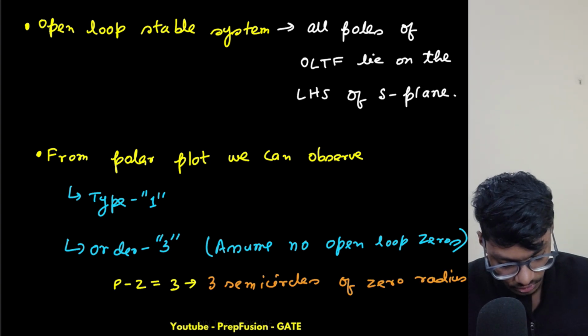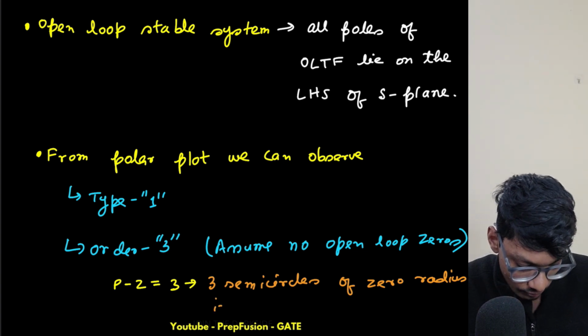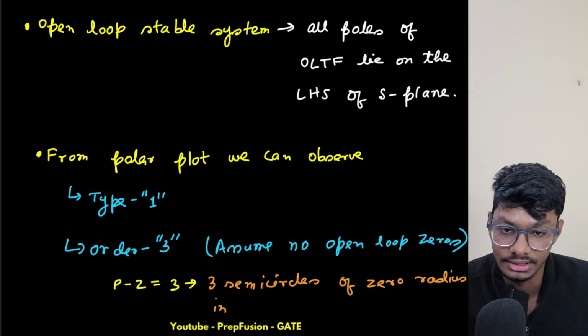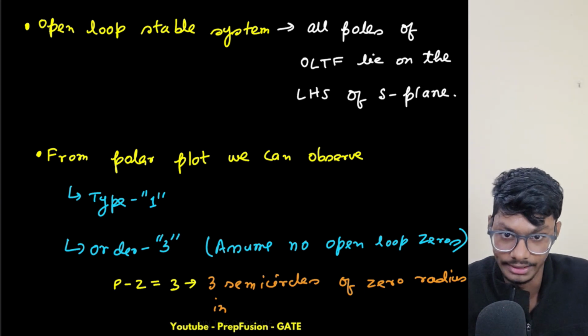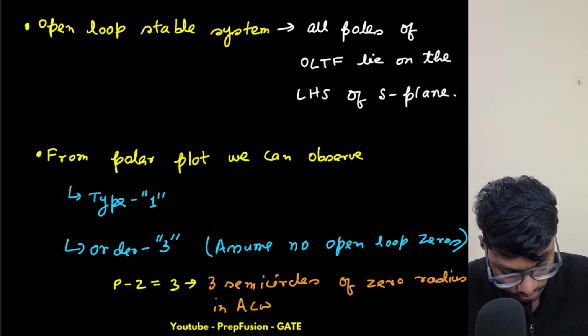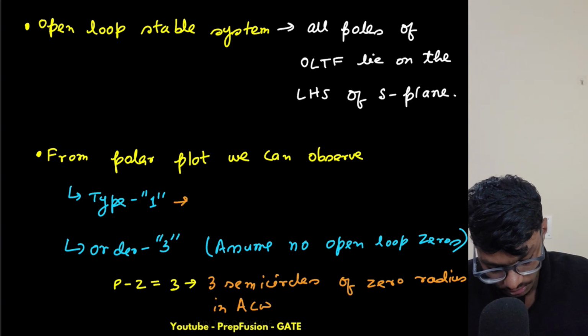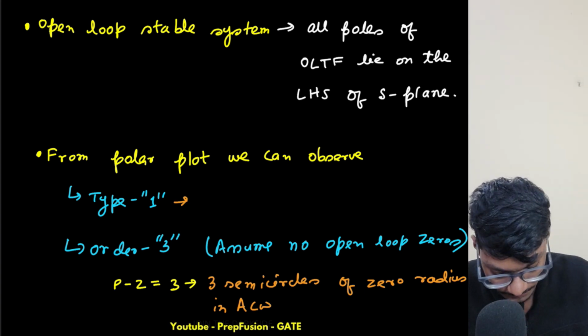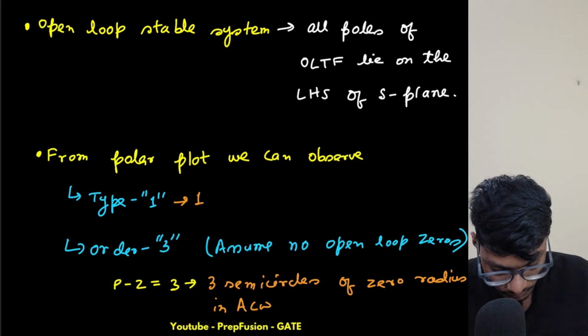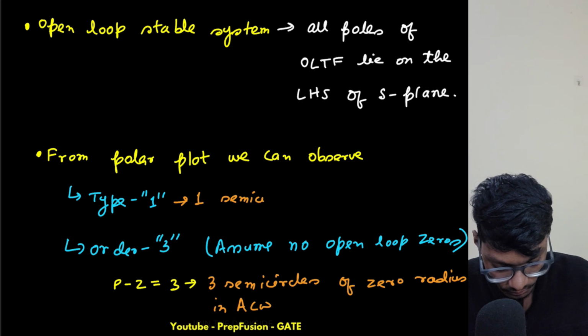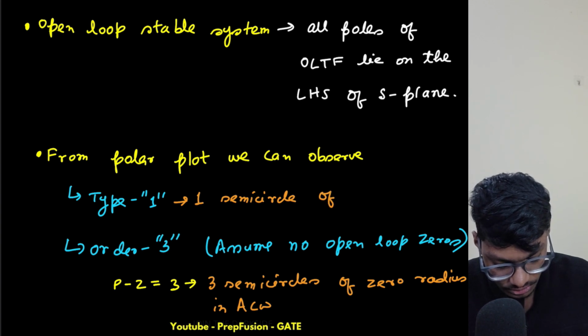Of 0 radius in what direction? Like it is p minus z, right? Obviously it will be in the anti-clockwise direction. Here it is a type 1 system. So one semicircle of infinite radius in clockwise direction.